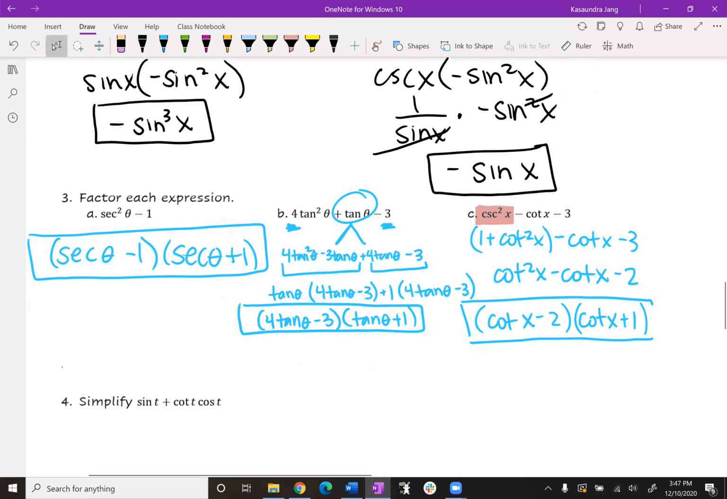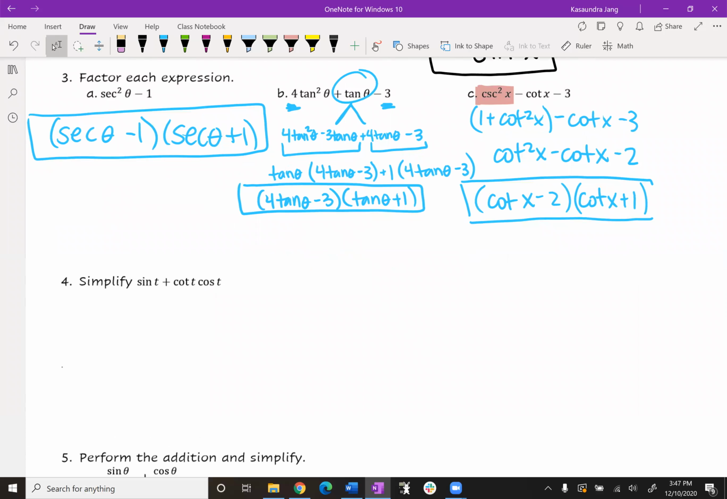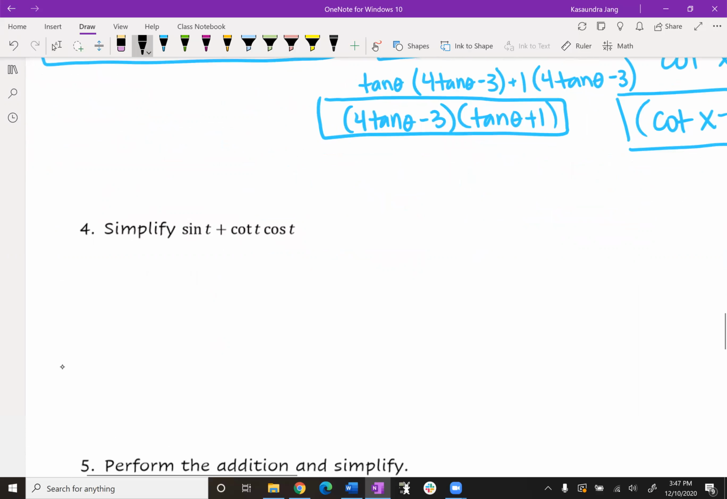Okay, and so let's go on to number 4, where they want us to simplify. So I think I'm going to use one of my identities. I know that I can pretty much break everything down into sines and cosines. So let's see if that helps here. I've got sine of t. Cotangent, let's see, tangent is sine over cosine. Cotangent is cosine over sine. Okay, and then times cosine of t. I broke it all down into sines and cosines.